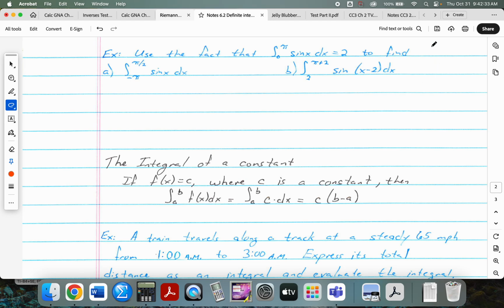Okay, so what they've told us here is that the integral from 0 to pi, which is just that first arch of the sine curve, that this area is 2. Then for this one, they want us to go from negative pi to pi over 2. So we're only doing this much.